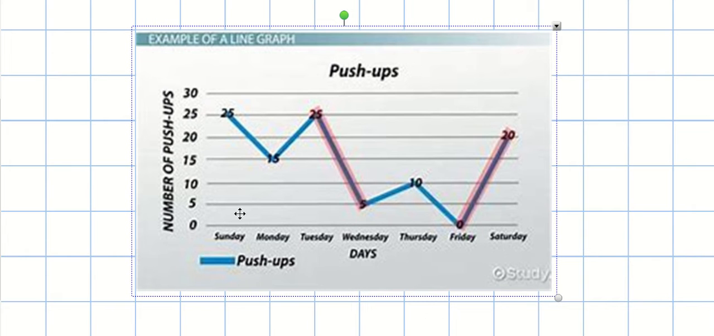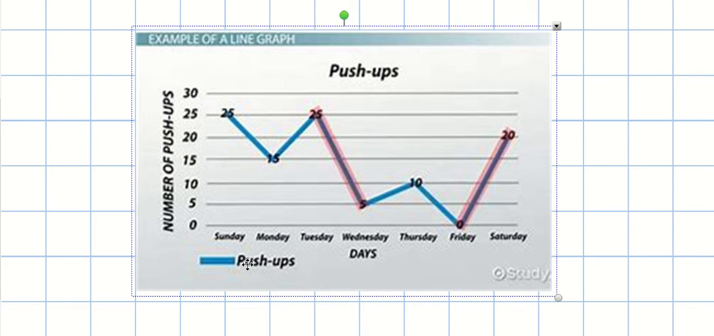And this line graph is representing how many push-ups I do on different days of the week. So on Sunday I would do 25, but on Monday my numbers have gone down to 15. On Tuesday I went back up to 25. On Wednesday only 5. On Thursday I went up to 10 push-ups. And Friday I didn't do any. It's not very good at all. And on Saturday I did 20 push-ups.